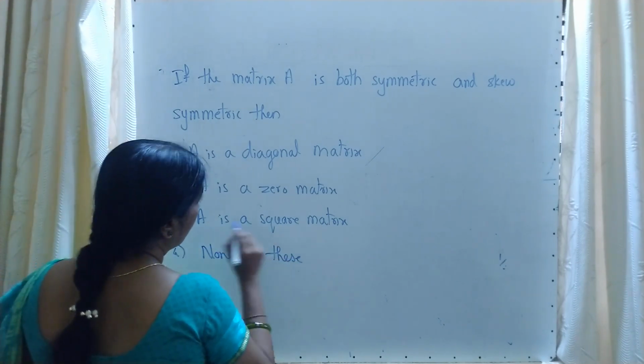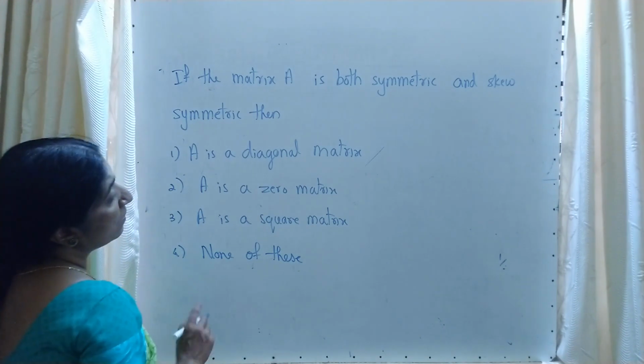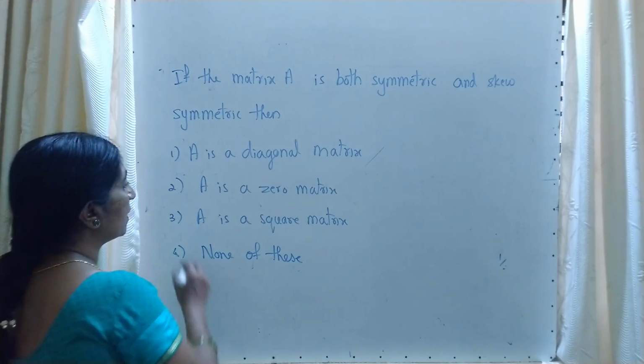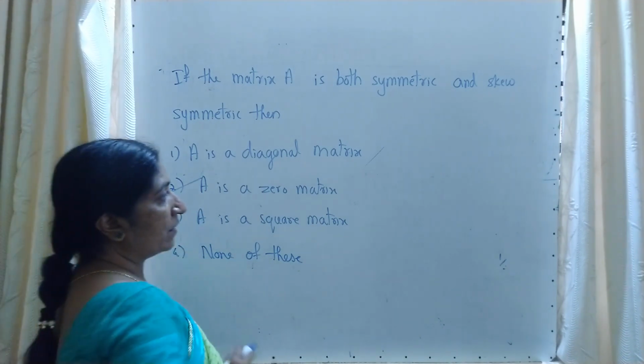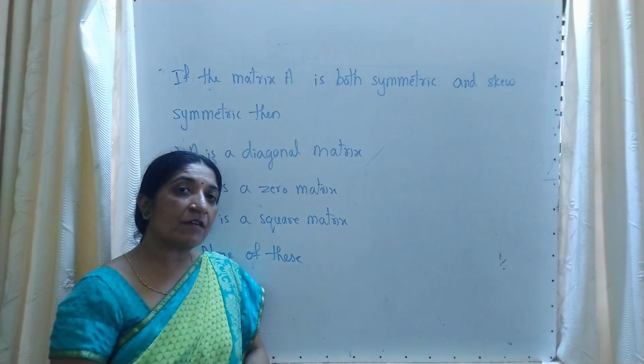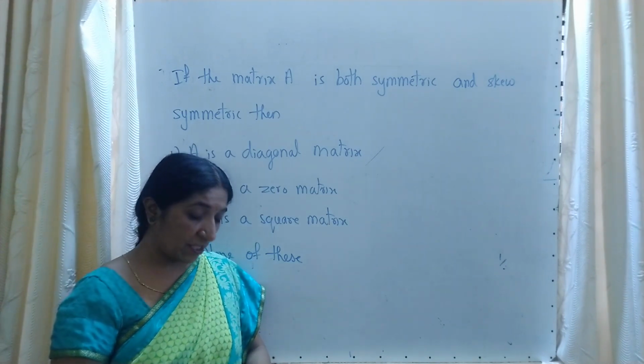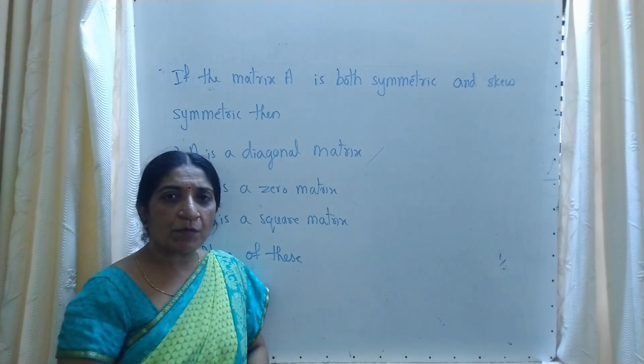If you are thorough in the definition, if the matrix A is both symmetric and skew symmetric, then A is a zero matrix. Yes, students, in the next class I will give some more examples depending on the same matrices, combining all the types of examples.